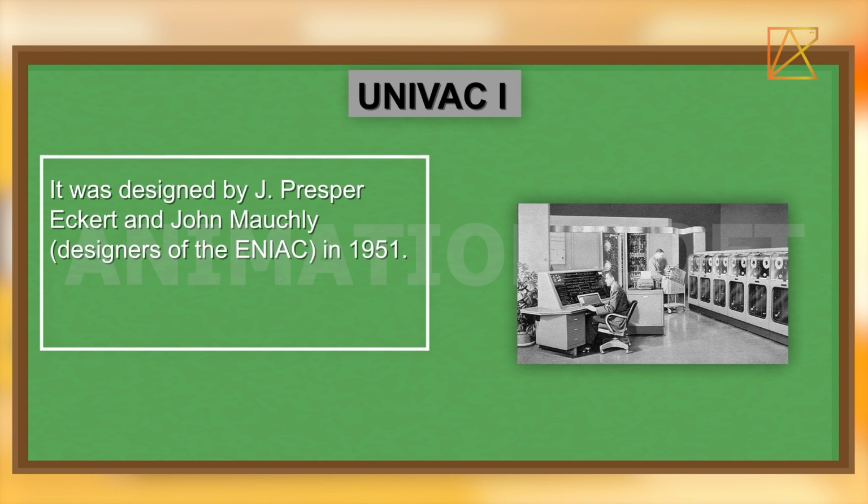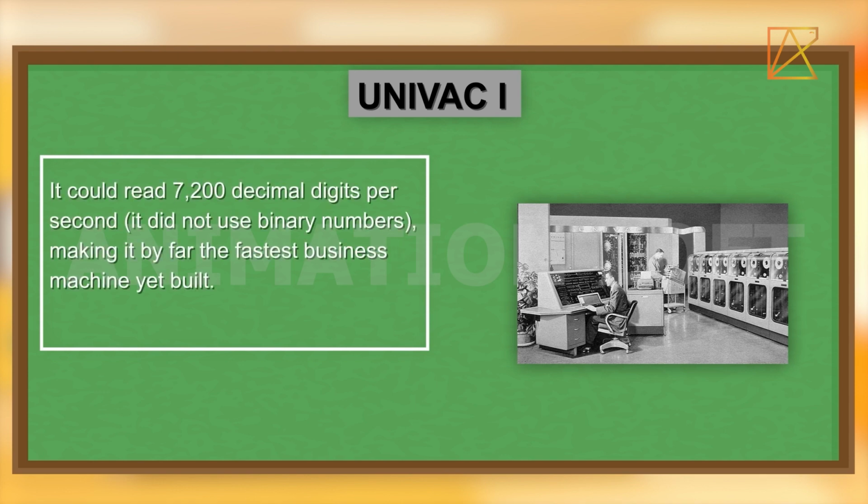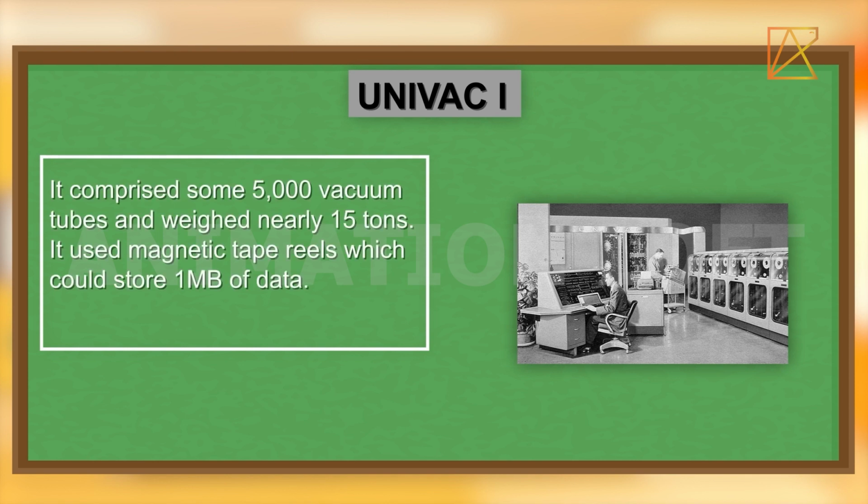It was designed by J. Presper Eckert and John Mauchly, designers of the ENIAC, in 1951. It could read 7,200 decimal digits per second. It did not use binary numbers, making it by far the fastest business machine yet built. It comprised some 5,000 vacuum tubes and weighed nearly 15 tons. It used magnetic tape reels which could store 1 megabyte of data.